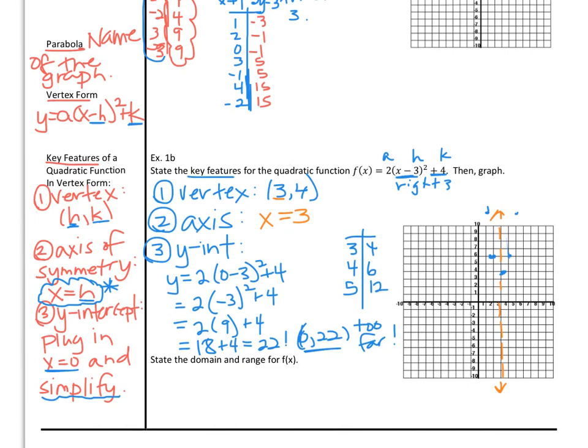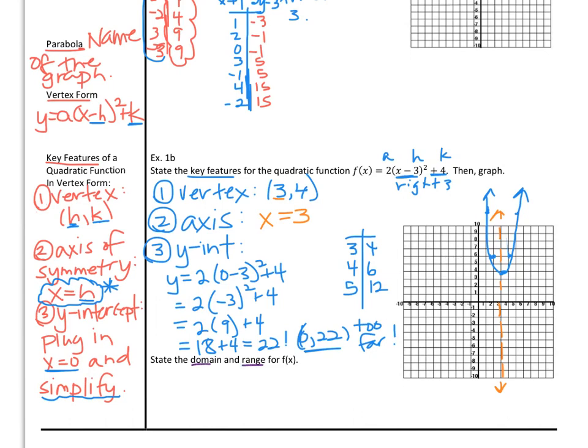And you can kind of see the shape of that curve, that quadratic function, starting to happen. Go ahead and draw a curve through your points with arrows towards the top. Now that we have our parabola and the shape of the graph, let's finish up by stating the domain and the range.